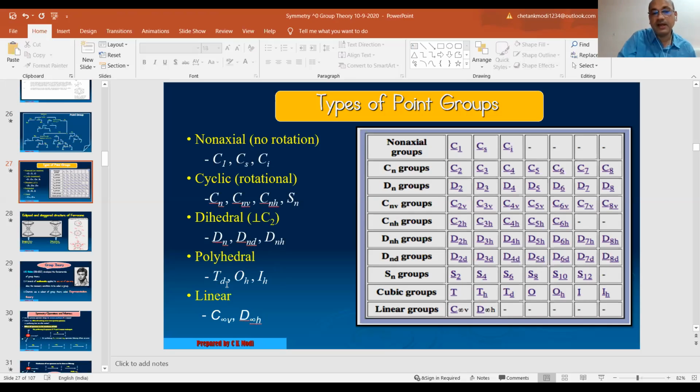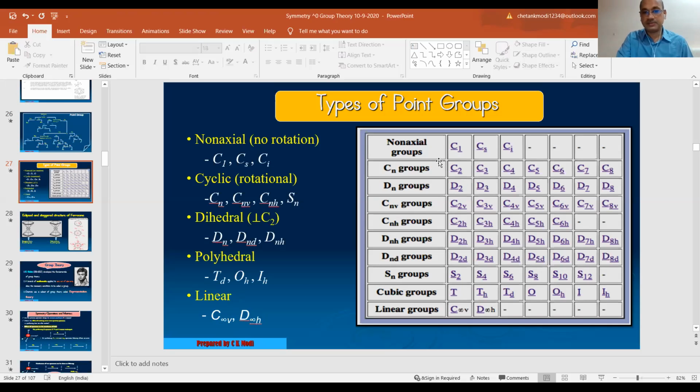And finally, linear. A linear molecule either consists of the same atoms at both ends, like carbon dioxide, with oxygen at both ends and carbon as the central atom. So they have the D-infinity-h point group. However, if heteroatoms are there, like HCl and HF, these come under the other category. They have the C-infinity-v point group.